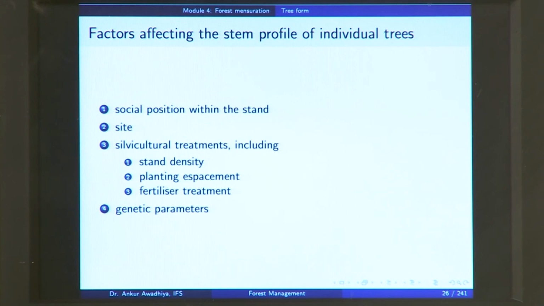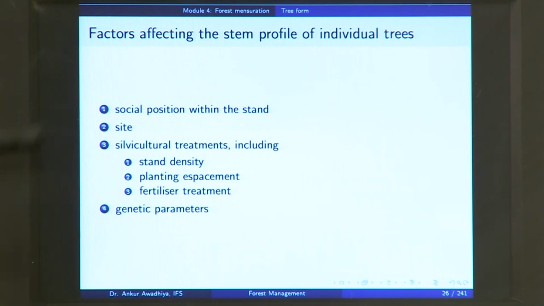So, what are the factors that affect the stem profile of individual trees? As we saw, the position within the stand can determine to a large extent the profile of individual trees. If you have a tree that is inside a stand in a central location, the amount of wind pressure that it will face will be lesser than the wind pressure that the trees at the periphery would be facing. So, social position within the stand is a factor that affects the stem profile of individual trees.